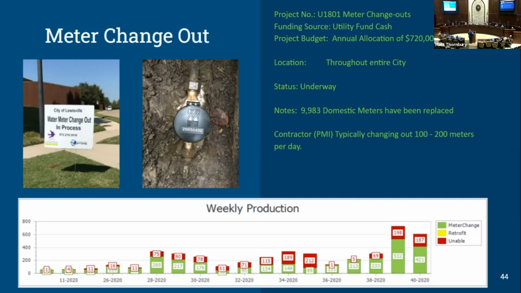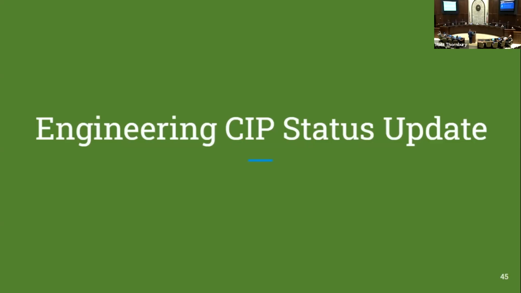The contractor that's doing it is able to change out 100 to 200 meters per day in those residential neighborhoods. So that's pretty good progress. We've expended the funds for this budget year. We'll start up again in the fall when we get the next allocation. So, I would be happy to answer any questions on what I've presented.